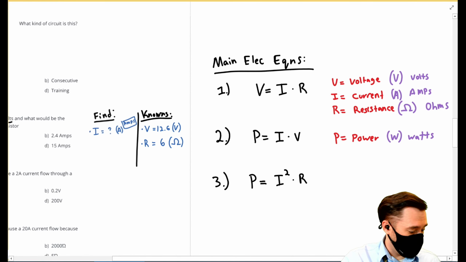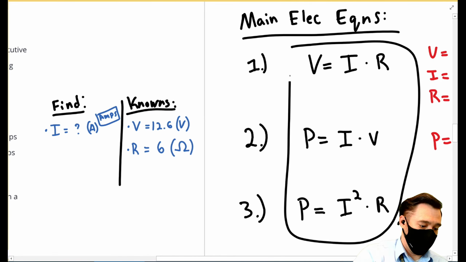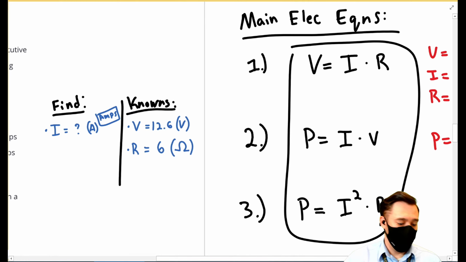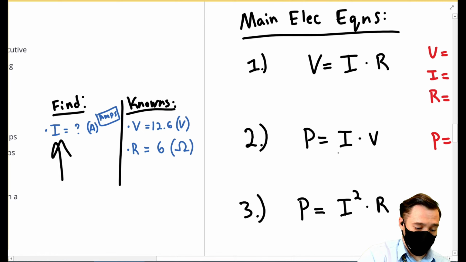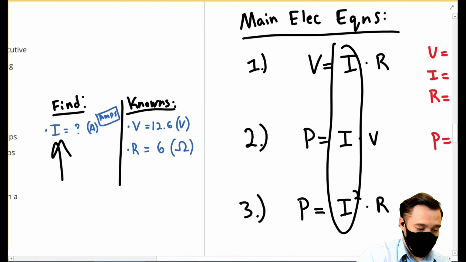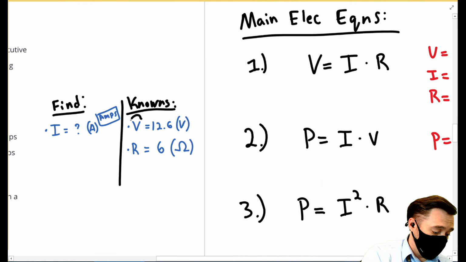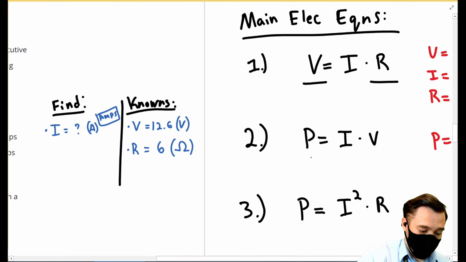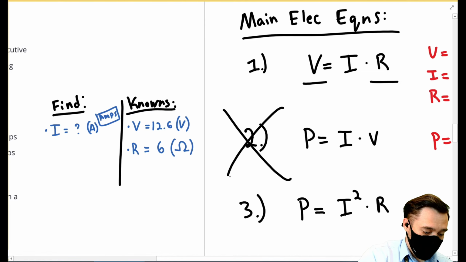Okay. So which equation should I use out of these three to solve our problem? We need to find I. So every single one of these has I. So right now we can choose any of them, but I only have V and R as my knowns. So V, R, good. I don't know P, so it's not going to be these two. So I must use the top one.